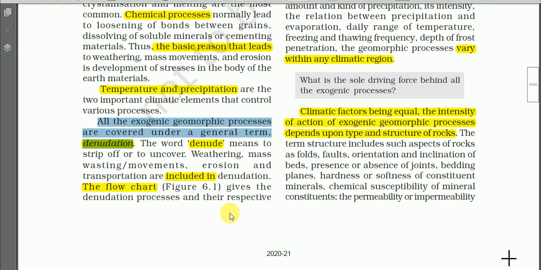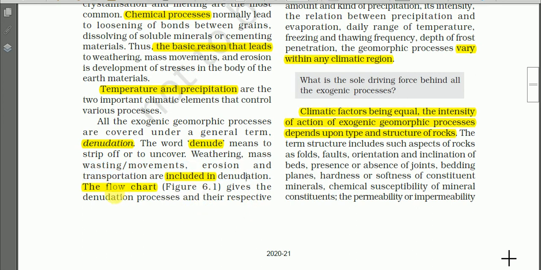The word denudation is derived from the Latin word denude, which means to strip off, to uncover, to wipe off. Weathering, mass wasting or mass movement, then erosion and transportation are included in denudation. All these processes, we will learn later on. The erosional and transportational processes are included in the term denudation.